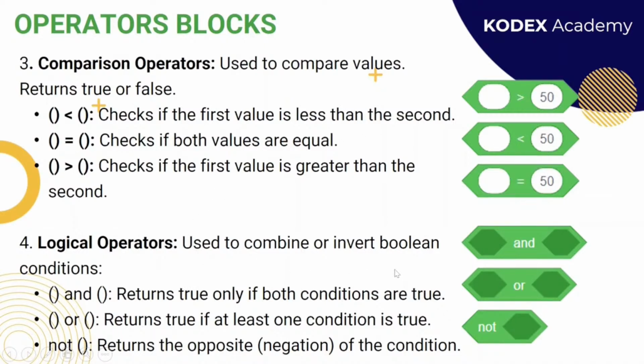The next one is logical operators. These logical operators are used to combine or invert Boolean conditions. Boolean conditions means, like the first example, this and this. It shows that when both conditions are true, then only the result will be true.